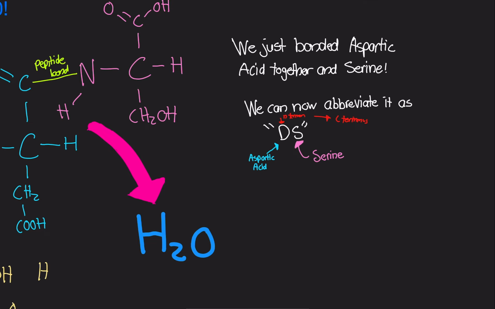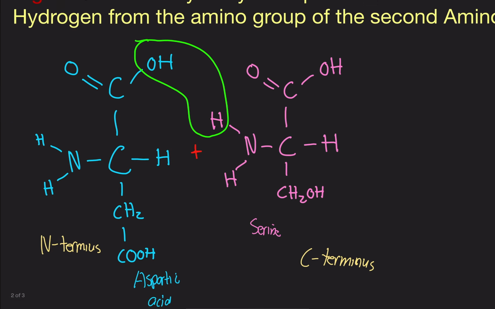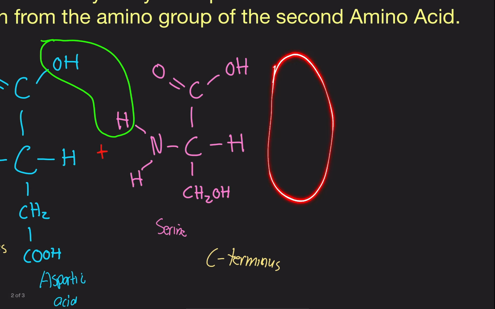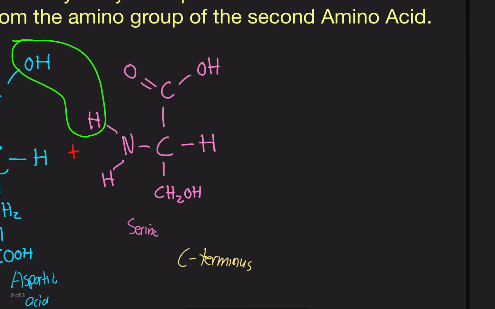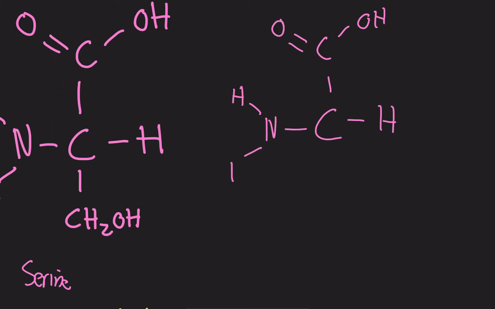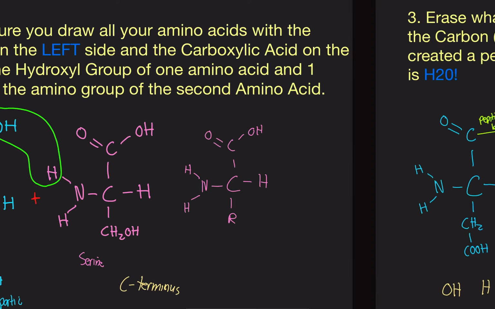So if we had another amino acid on this left-hand side. No, let's do it here. Another amino acid here. Say we had histidine or something like that. What would you do? So here's what I do. I want to draw it out again. So let's just say carbon here, hydroxyl, and R. Okay. What are you going to do? How do you bond this together?